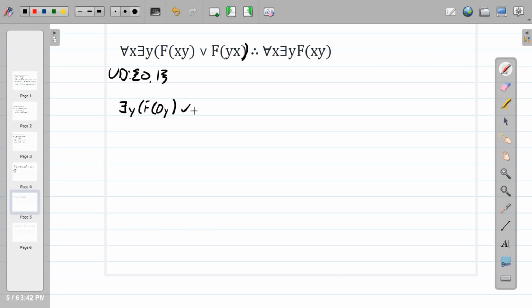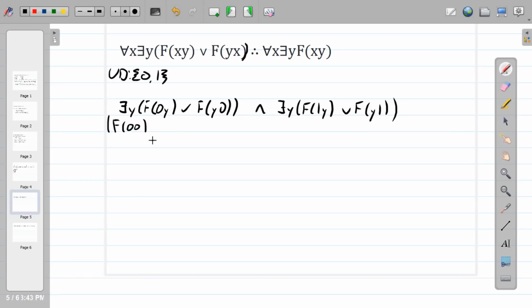f0y or fy0, brackets, and exists a y such that f1y or fy1. And then we expand the expansion. So, bracket f0,0.